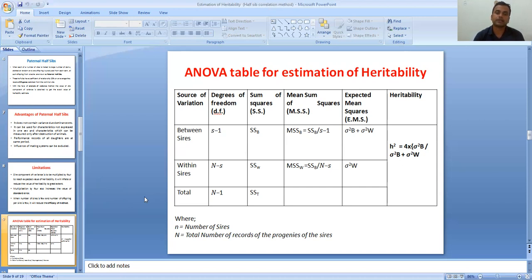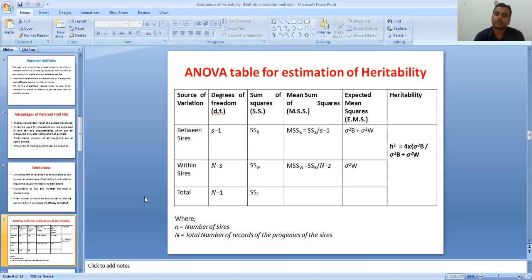In case of within sires, the total number of records of the progeny minus the number of sires gives the within sires degrees of freedom, and for the total, the number of observations for progeny minus 1. In case of sum of squares, we are getting sum of squares between, sum of squares within, and sum of squares for total.